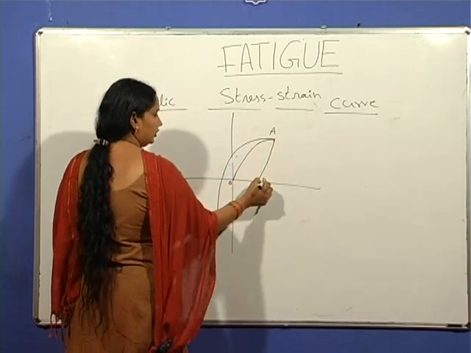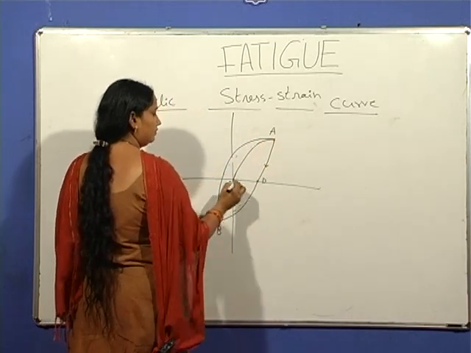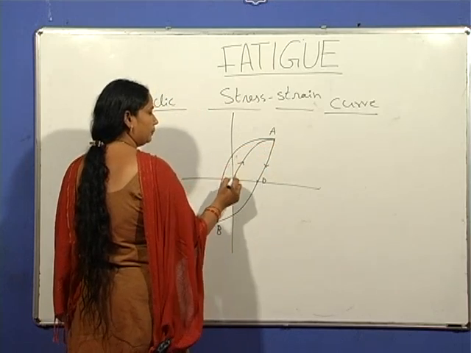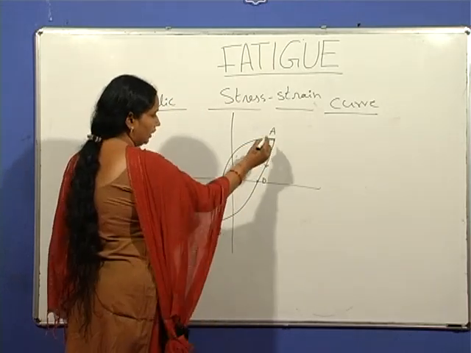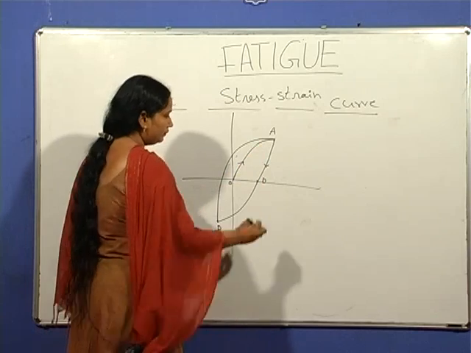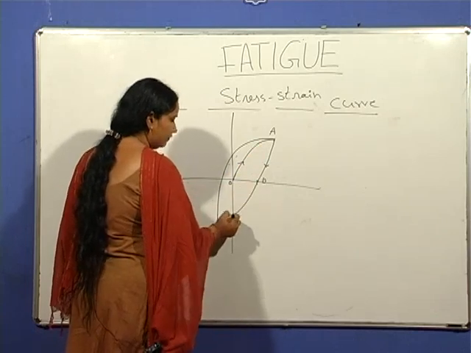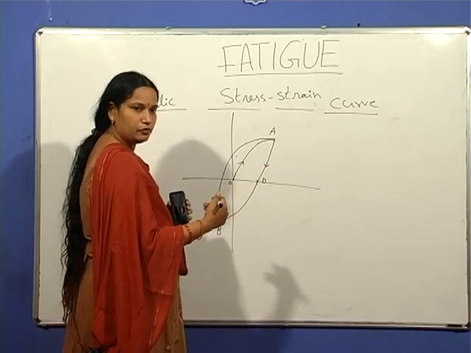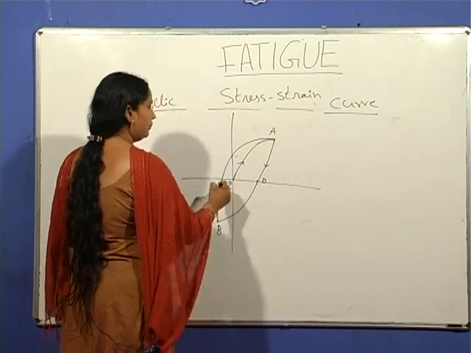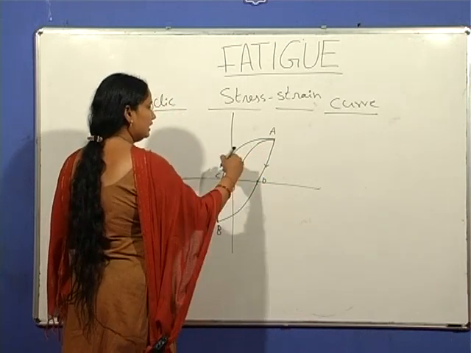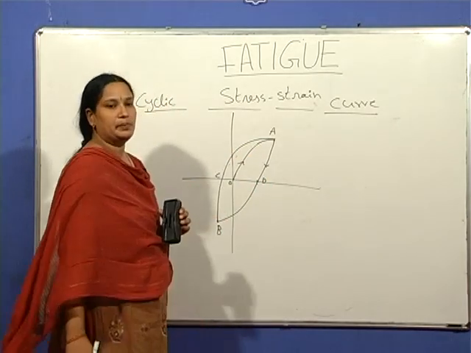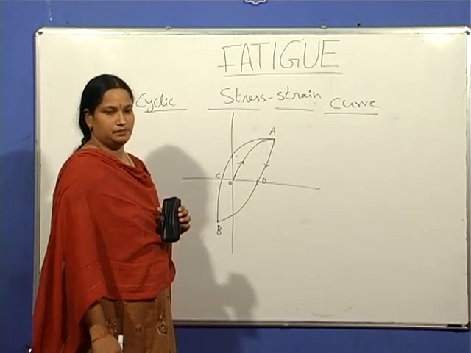So A to D we have unloading, we have loaded from the point O to A. A to D is the unloading. Again from D to B we have applied compressive forces. Then again from B, C, A, where the component is subjected to tension.